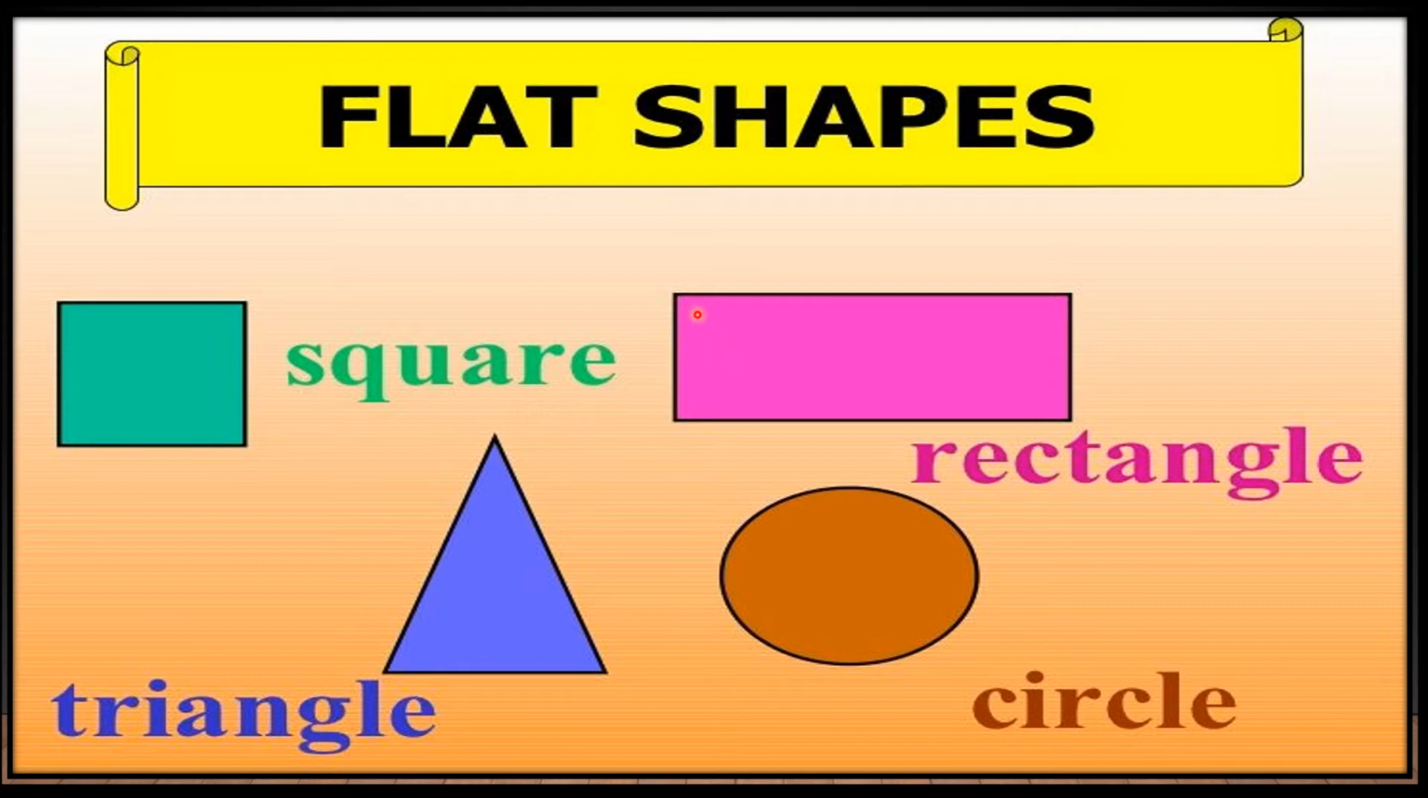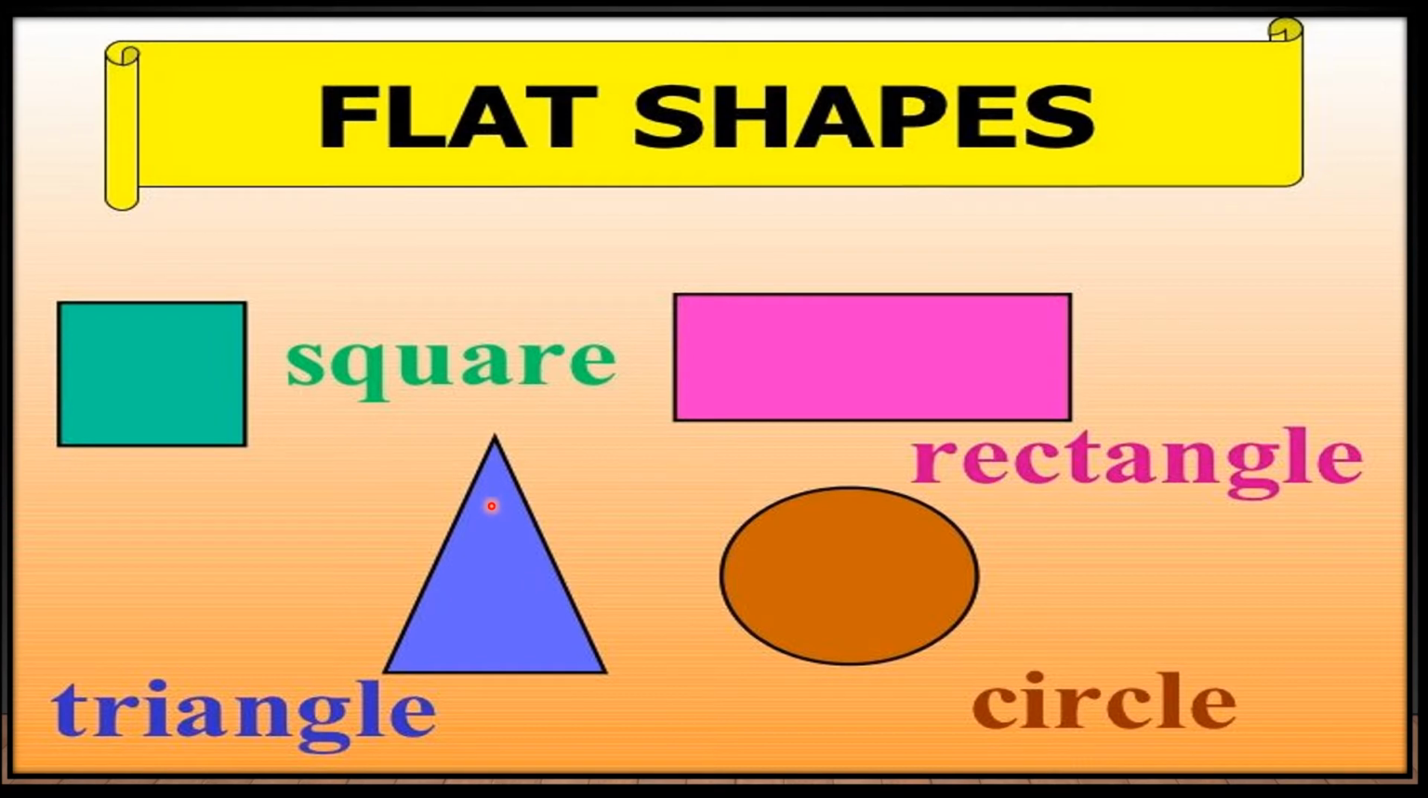Now the next one is a rectangle. You can see here. It also has 4 sides and 4 corners. But the difference between a square and a rectangle is that the sides of a rectangle are not all equal. Only opposite sides are equal. Opposite sides of a rectangle are equal, whereas in a square, all the sides are equal.